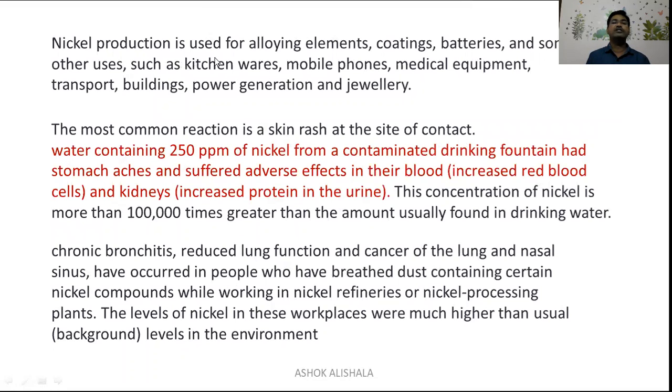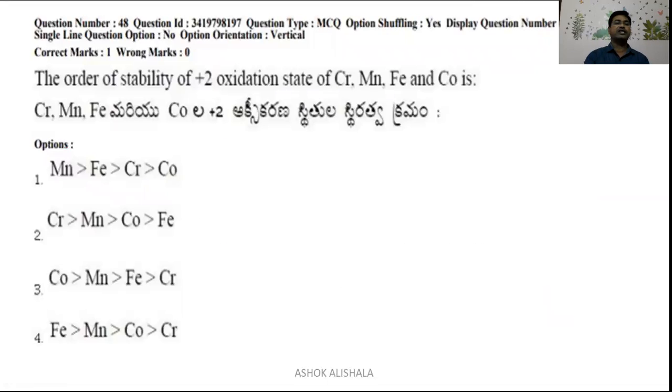See, I have given this entire discussion about this, but according to our syllabus, only the water pollution matters. Water containing 250 ppm of nickel from a contaminated drinking fountain caused stomach ache and adverse effects in the blood of people who drank it. If you want, you can read where nickel is used and what causes the pollution.